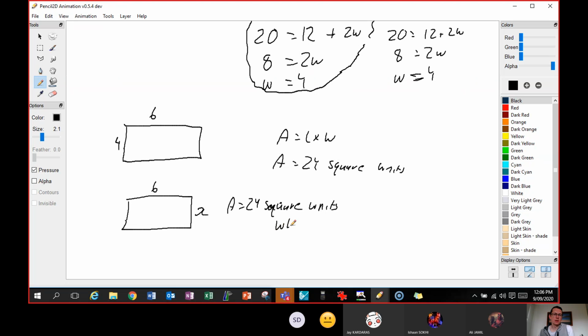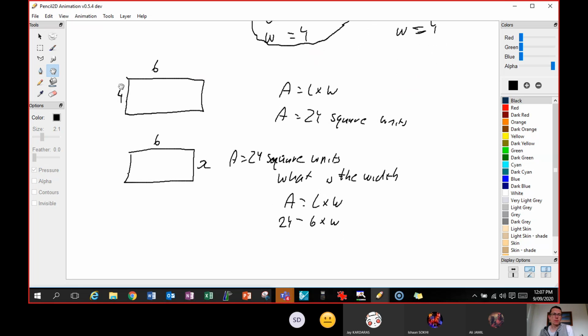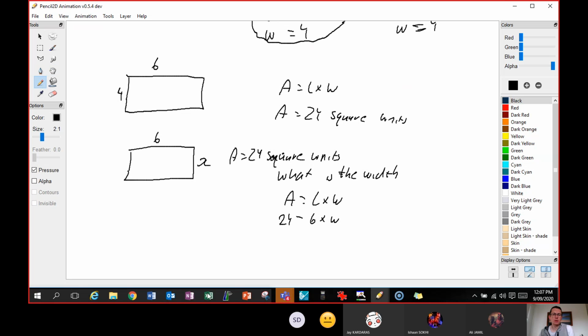What is the width? So the width of this, well, we know the formula for the area of a rectangle equals length times width. So we know the area is 24, and we know the length is 6 times the width. So you'd go, well, 24 divided by 6 would give you 4. So we can use the formulas to help us solve it, and we can use algebra to express this. So it should be equals.